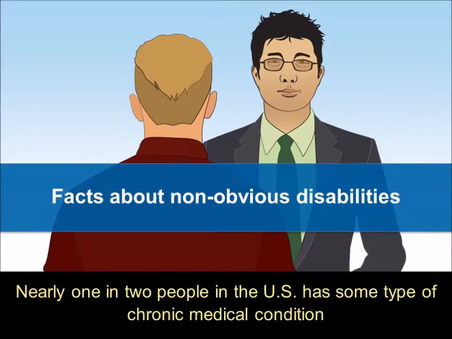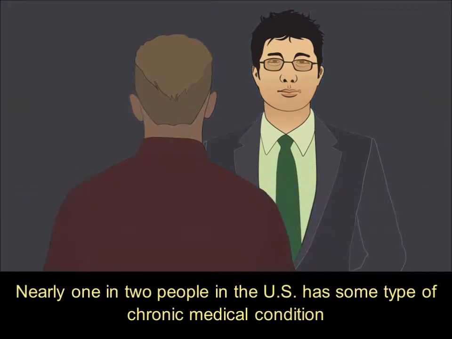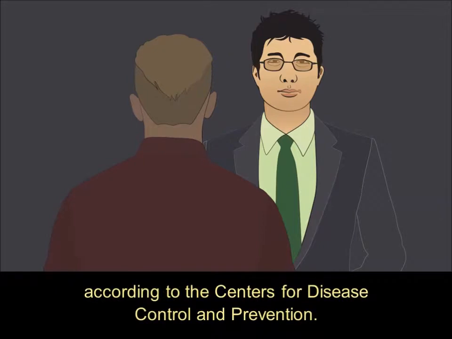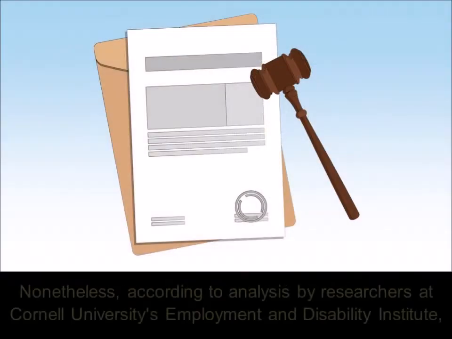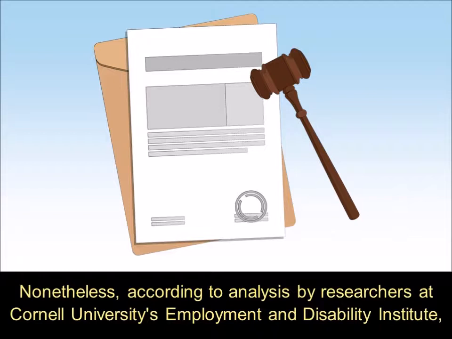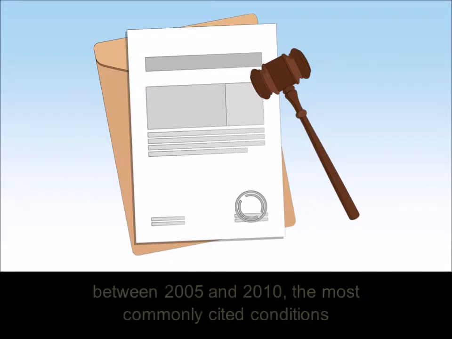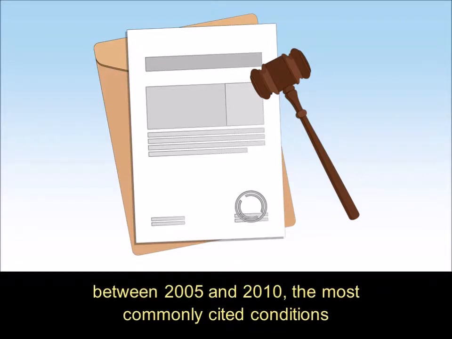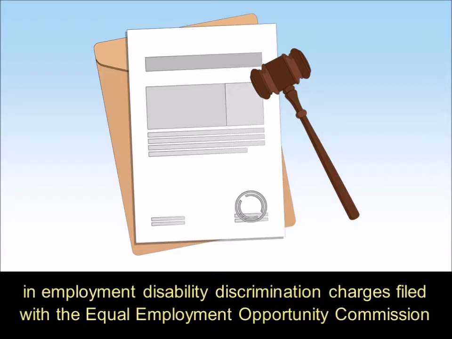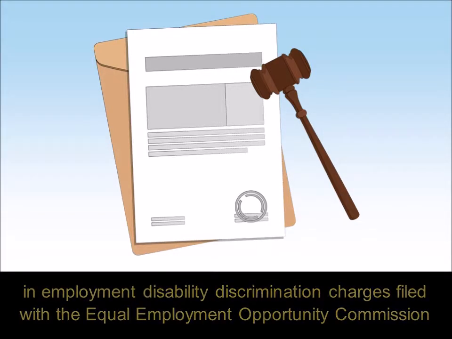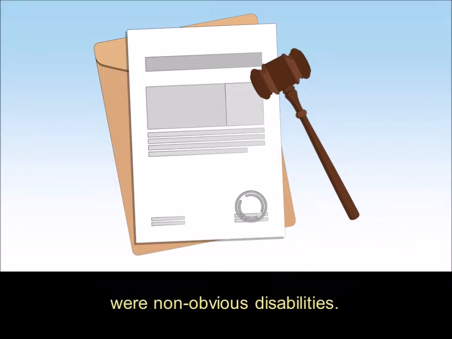Facts about non-obvious disabilities. Nearly 1 in 2 people in the U.S. has some type of chronic medical condition, according to the Centers for Disease Control and Prevention. Nonetheless, according to analysis by researchers at Cornell University's Employment and Disability Institute, between 2005 and 2010, the most commonly cited conditions in employment disability discrimination charges filed with the Equal Employment Opportunity Commission were non-obvious disabilities.